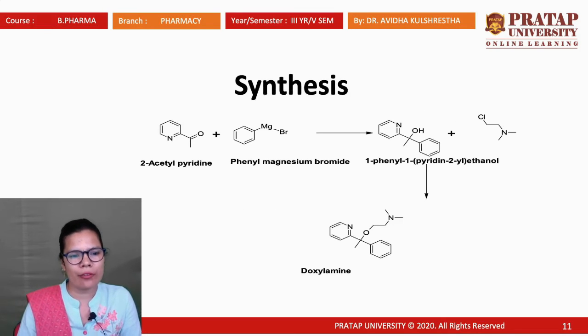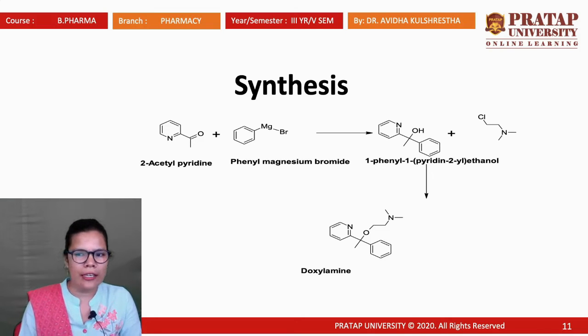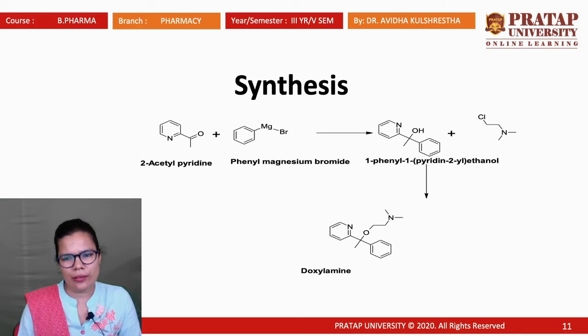See the synthesis. 2-acetylpyridine, when interacting with phenyl magnesium bromide, forms an addition product, that is 1-phenyl 1-pyridine 2-ethanol, which again interacts with chloroethyl dimethylamine and a combination product is formed. This is deoxylamine. This is just a single two-step process in which the compound is formed. So this is also another kind of antihistamine which we can use.